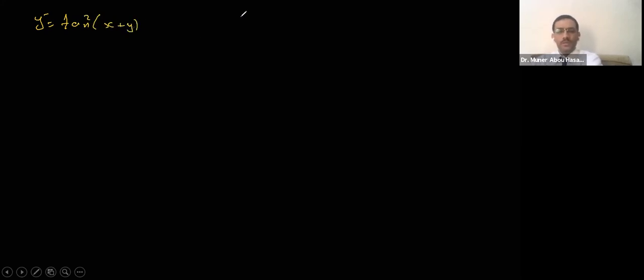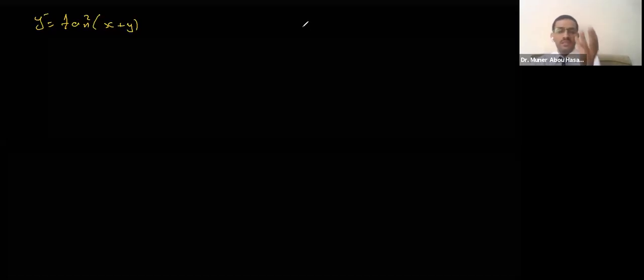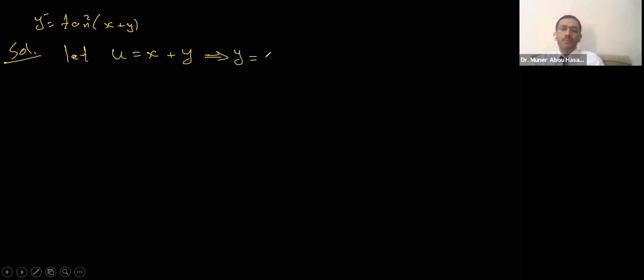So the differential equation is y prime equal tan squared of x plus y. Am I right? This is my equation now. Yes, tan squared of x plus y. This equation isn't linear, isn't exact, isn't separable, isn't homogeneous, but it is a function of a linear expression in x and y. So to solve it, I'm going to use the following substitution. Let u equal x plus y. That will give me my y, it is u minus x.